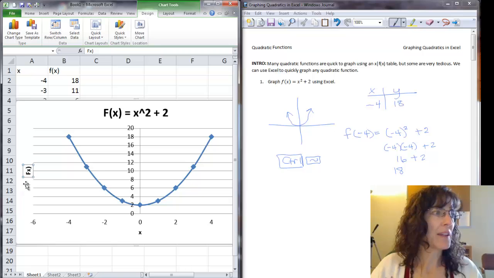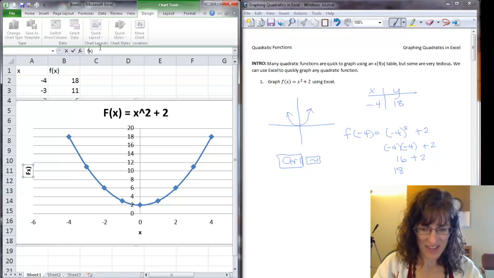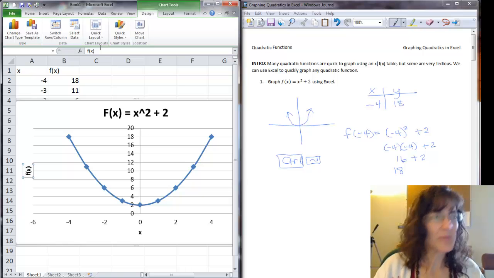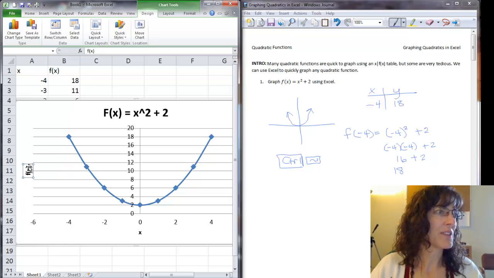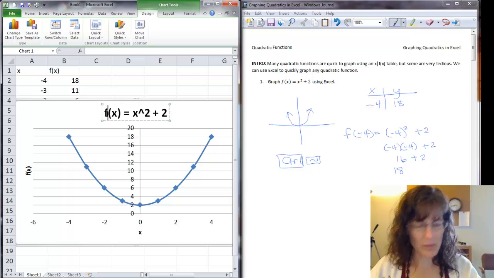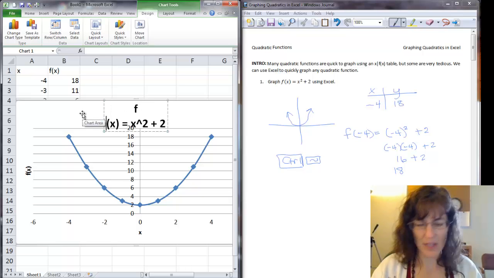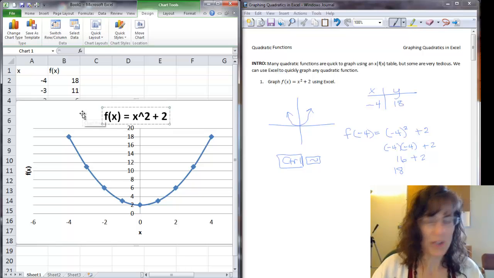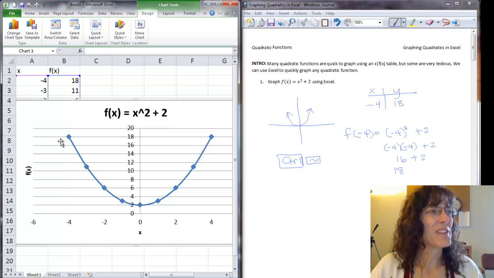This axis is my y, or my f of x axis, so I'll just put f of x for that one. And oops, that didn't come out very good. Let's try it one more time. f of x. There we go. That looks a lot better. And then I see that it capitalized the f for me, so I'm going to change it to a lowercase f again because we just always use it as lowercase. So there's my function, x on the one side, f of x on the other.